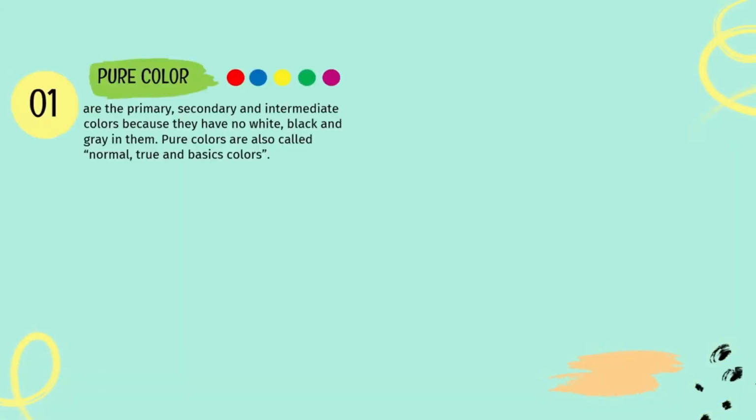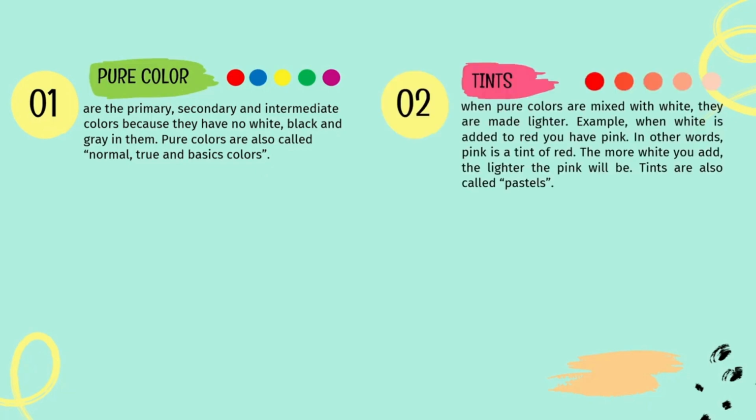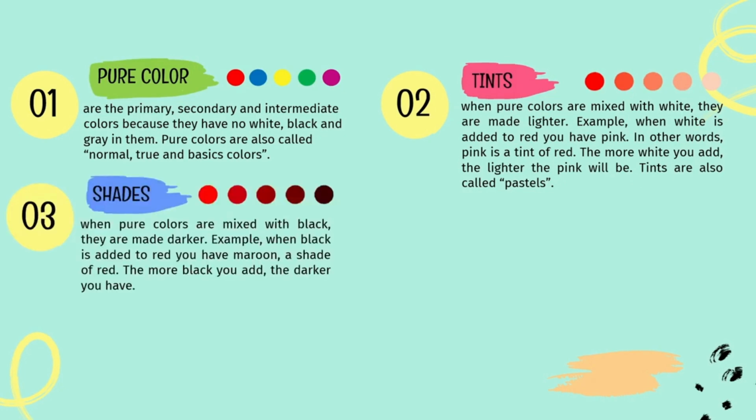Pure colors are the primary, secondary, and intermediate colors because they have no white, black, or gray in them. Pure colors are also called normal, true, and basic colors. Second is tints. When pure colors are mixed with white, they are made lighter. Example, when white is added to red, you have pink. In other words, pink is a tint of red. The more white you add, the lighter the pink will be. Tints are also called pastels.